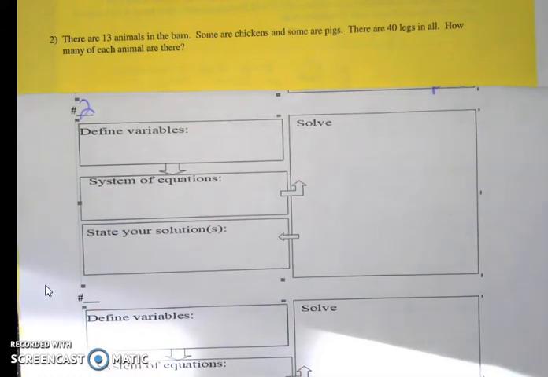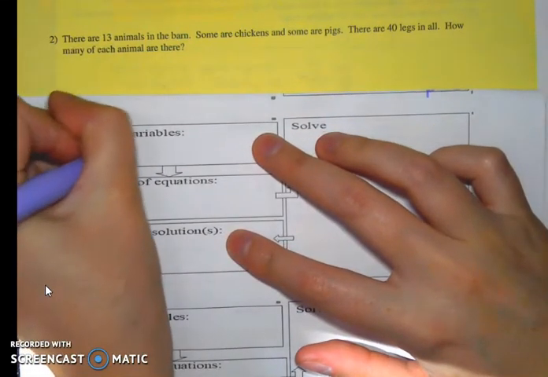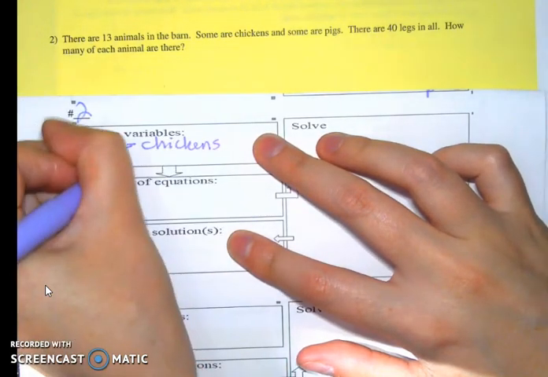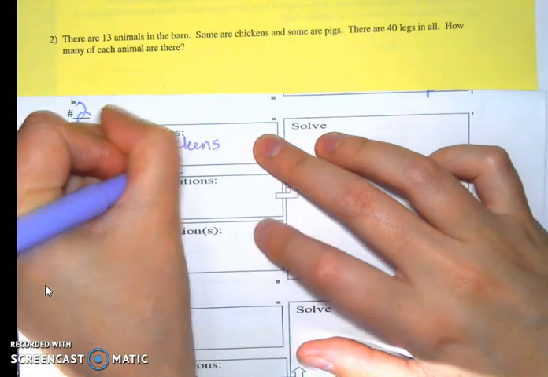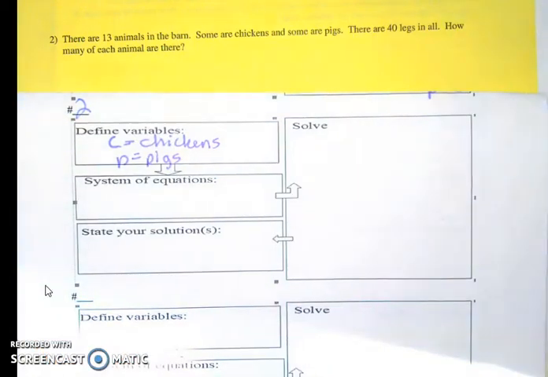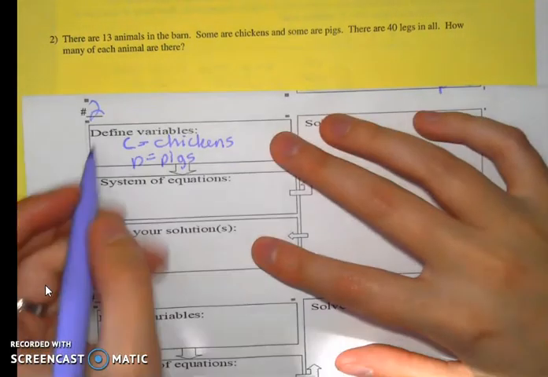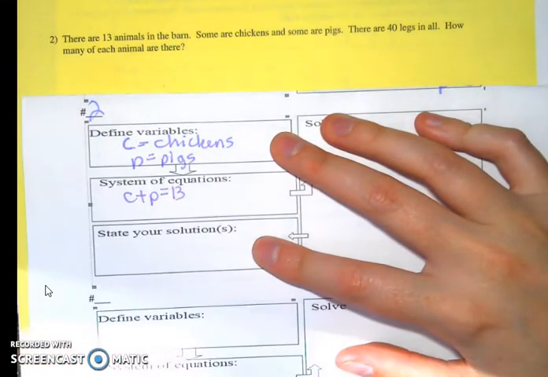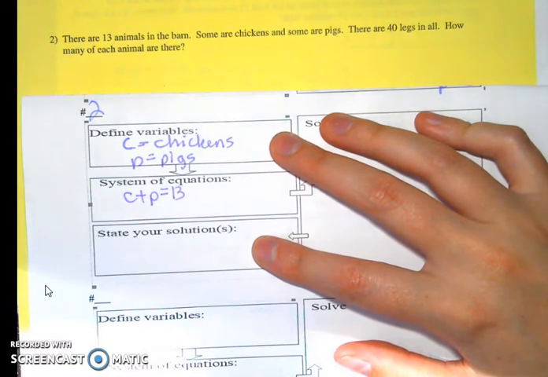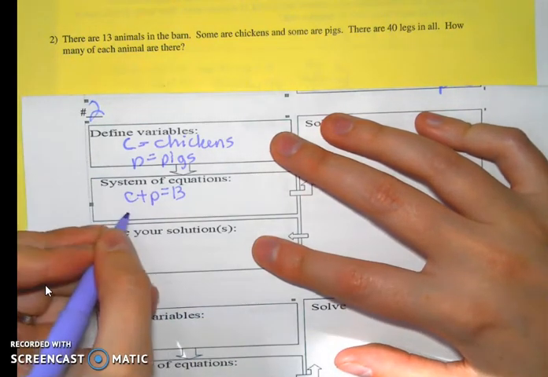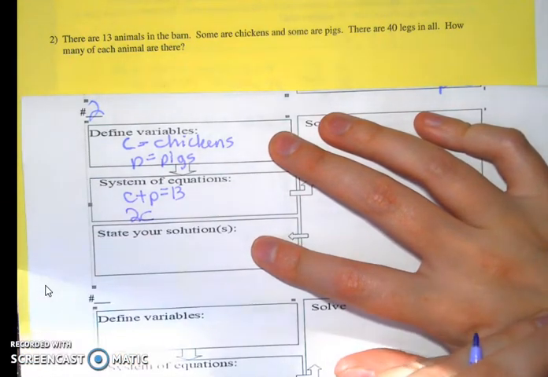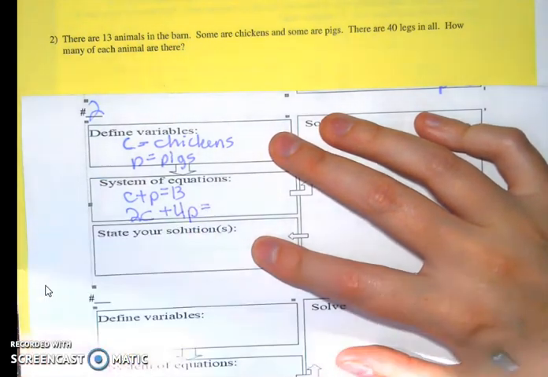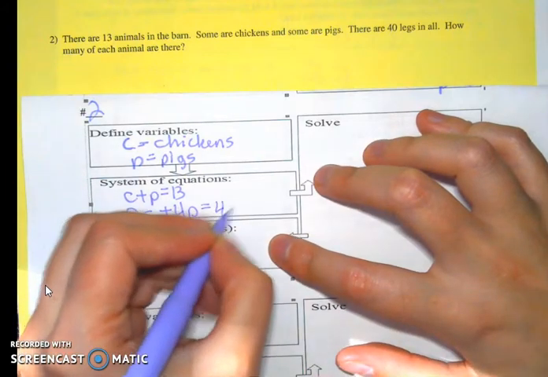Okay, so it looks like we're looking at 2 things. C, we're looking at chickens. P, we're looking at pigs. This is actually really similar to the Lizzie problem. So, I know that there are 13 animals in the barn. So C plus P equals 13. And then let's think about legs. Well, chickens have 2 legs, so 2 times the number of chickens gives us the chicken legs, and pigs have 4. So 4 times the number of pigs gives us pig legs, and in all, we get 40 legs.